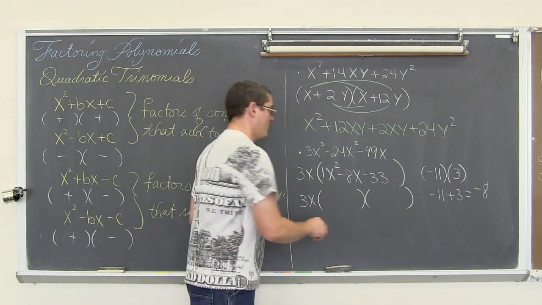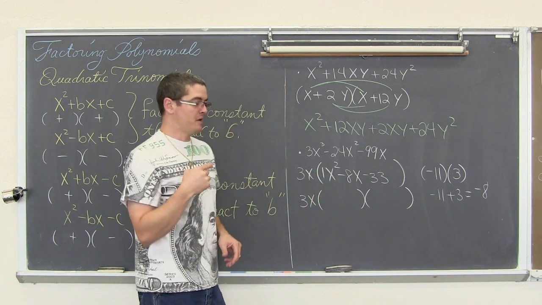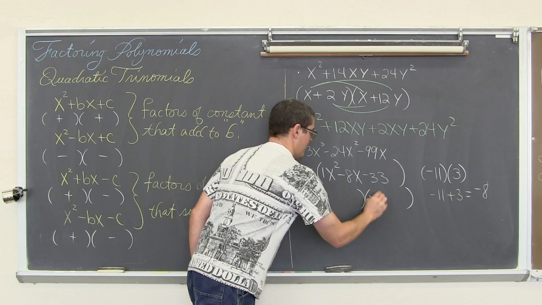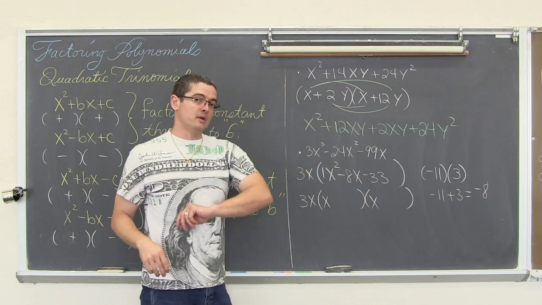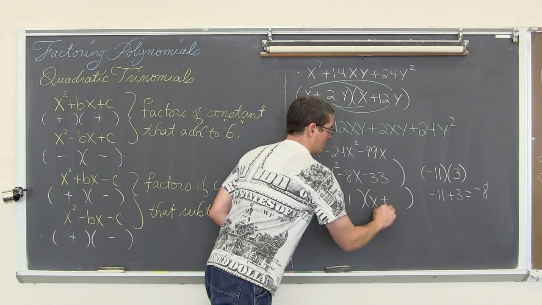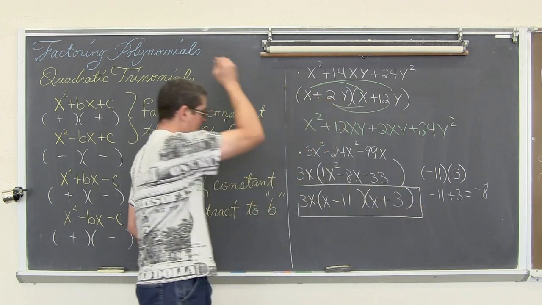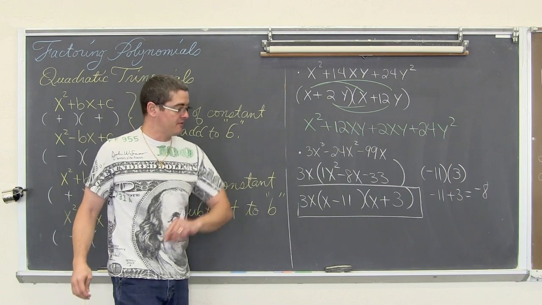So in factored form we have factors of the first term go in your first 2 blanks, which are going to be x and x. And the factors of negative 33 that we want are negative 11 and positive 3. And that is that example in factored form.